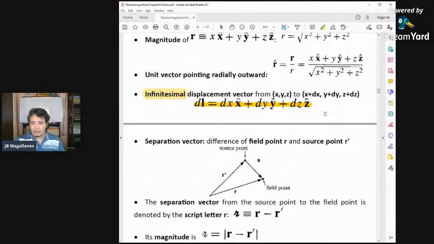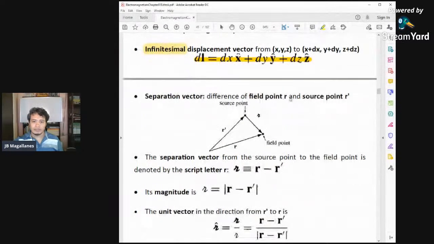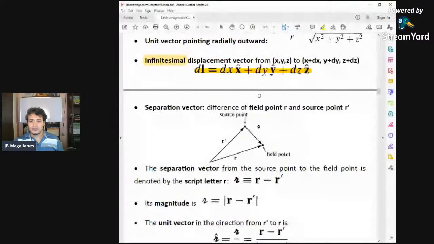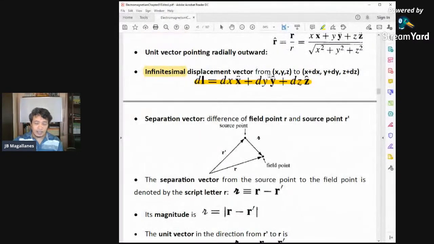Here you have, again, I'd like to repeat that the dl is parallel to the vector that connects x, y, z to x plus dx, y plus dy, z plus dz. I hope you're not confused.